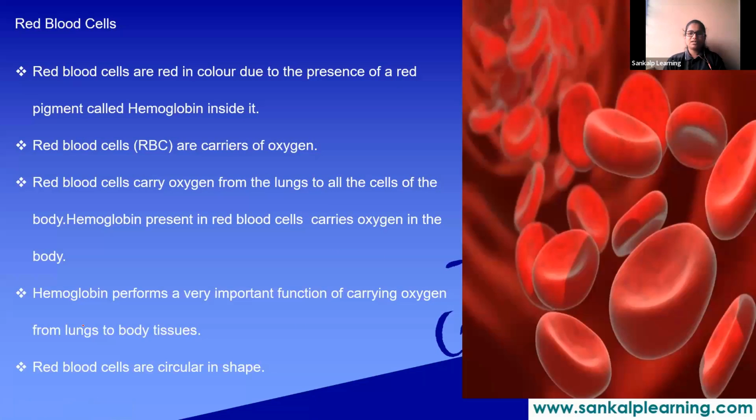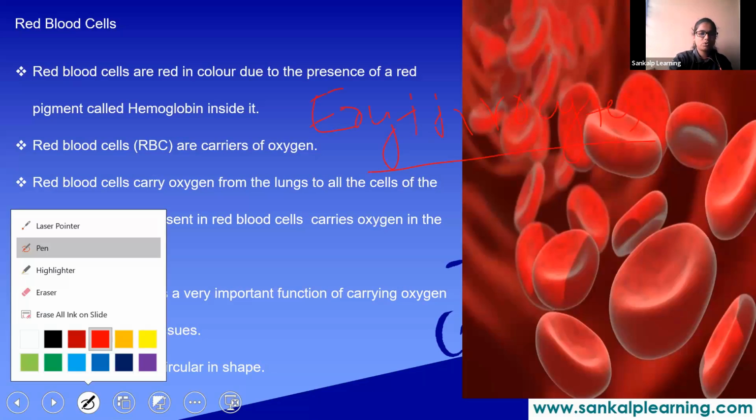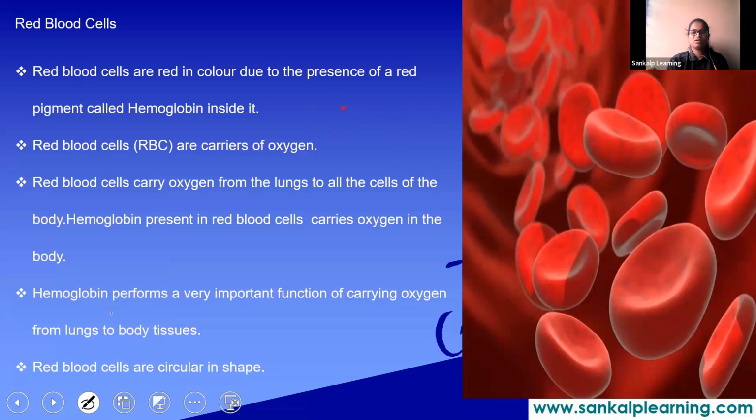So the next whatever you are seeing, these are the RBCs or red blood cells. These are also called erythrocytes. What is the other name of it? Erythrocytes. Panchami, can you read out the slide, please? Just read out the points, whatever is presented on the slide.